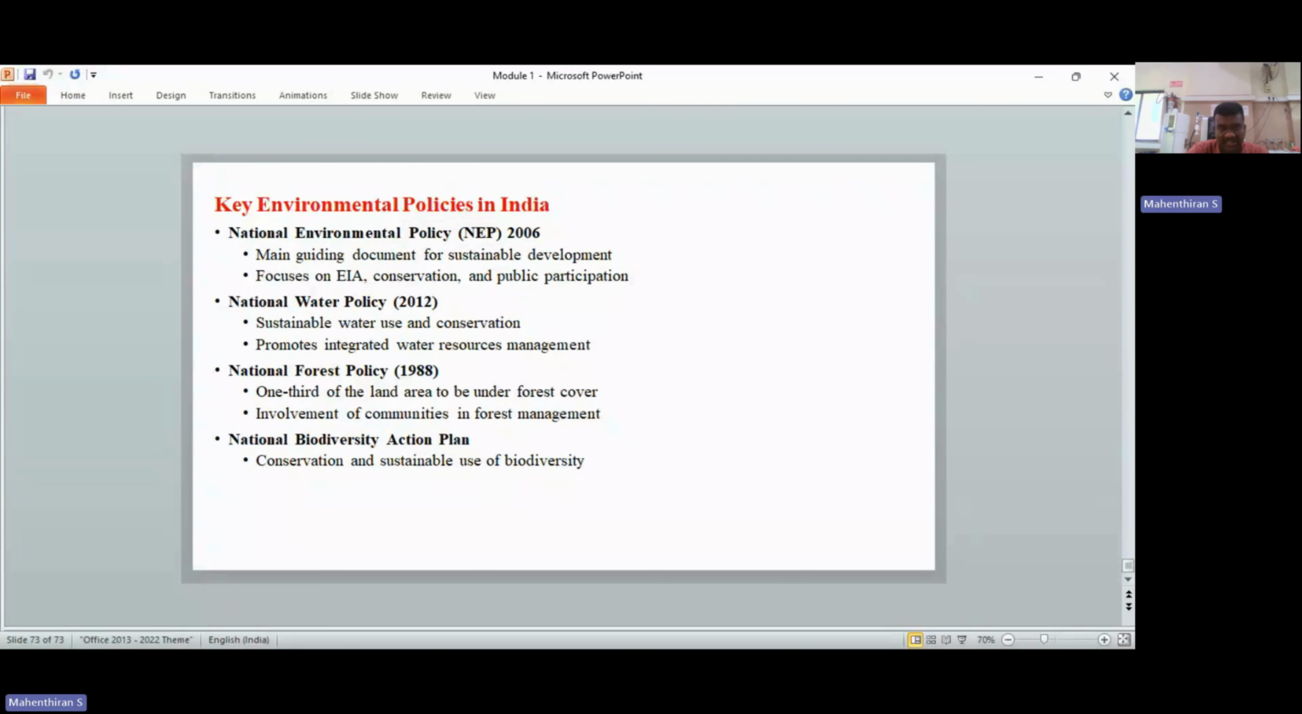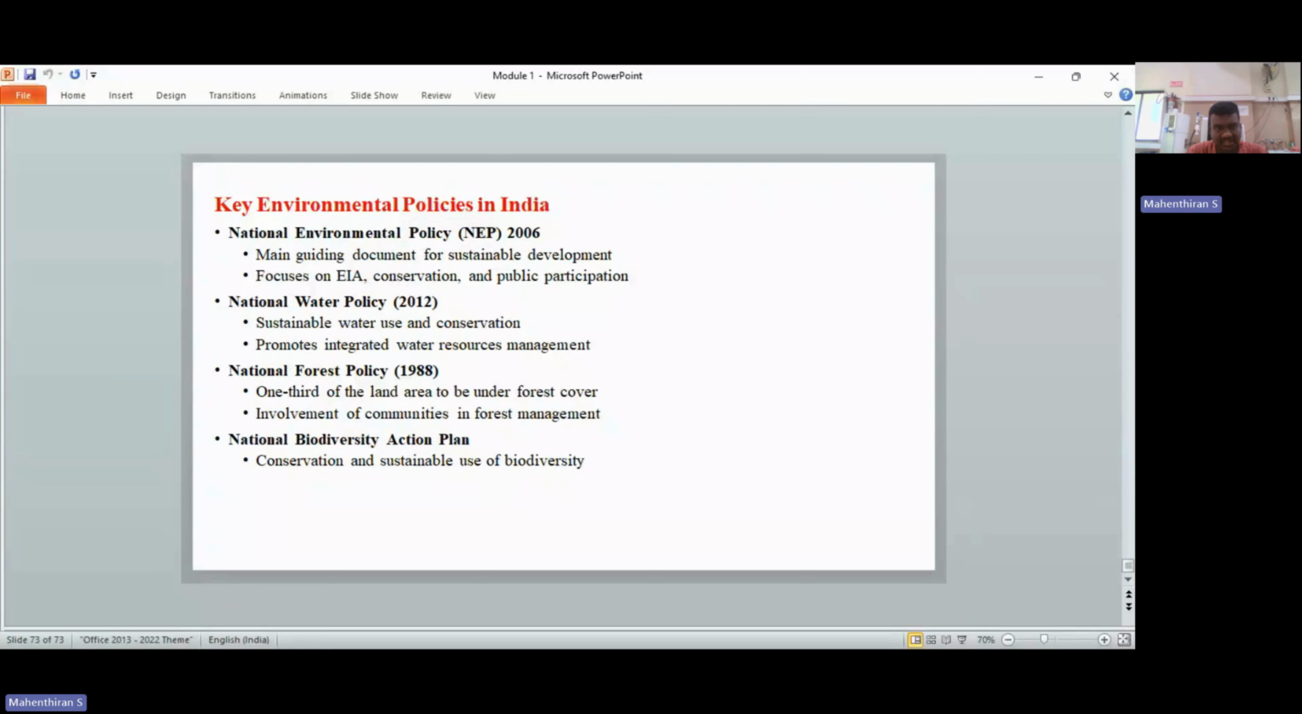The National Water Policy, which was formed in 2012, mainly deals with sustainable water use and conservation, and the priority of water for different activities, whether it is to be used first for domestic use, agriculture or industry. It also promotes integrated water resources management.